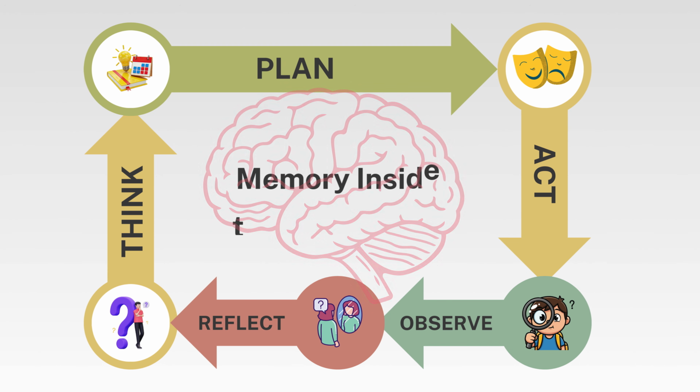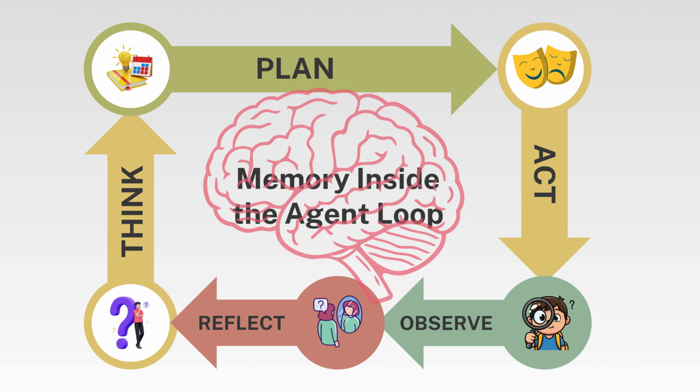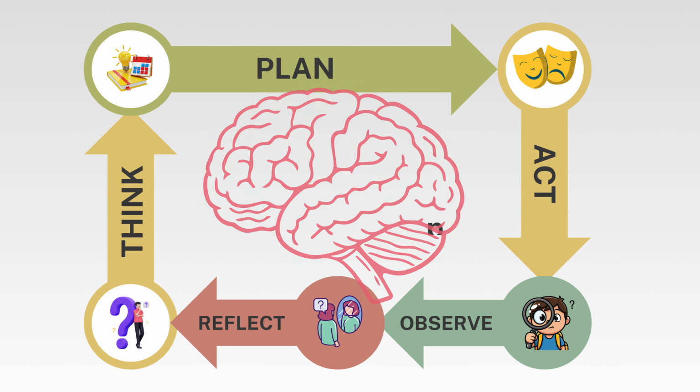Memory interacts with the agent loop in two ways. During each loop iteration, short-term memory tracks state. Across multiple sessions, long-term memory enriches reasoning. So the agent doesn't just think, it thinks with experience.